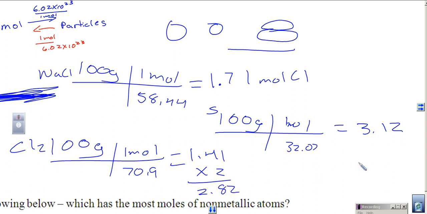That gives me 2.82. So which one is the biggest? Which one has the most non-metallic atoms? S. So originally, it is what we thought it was.